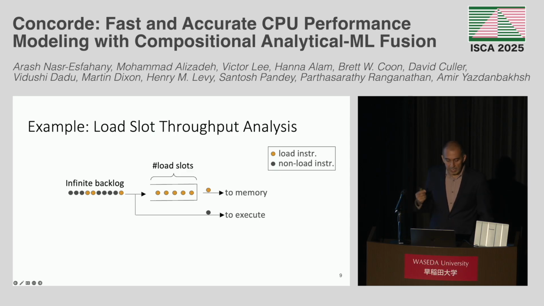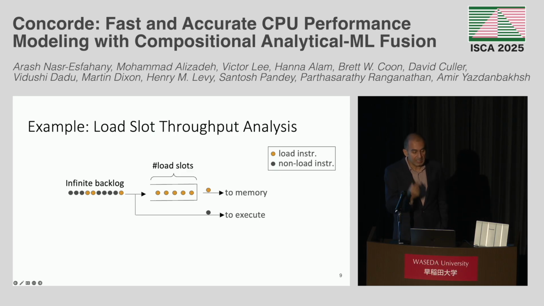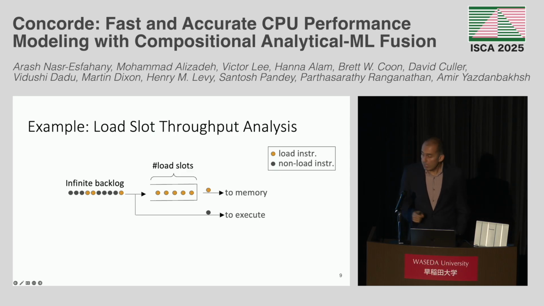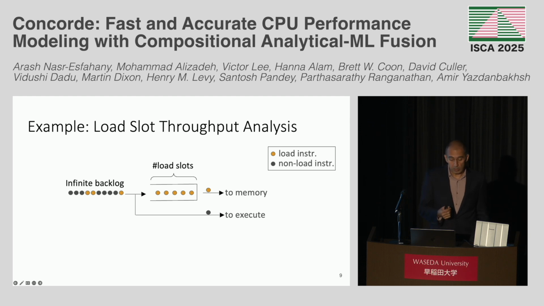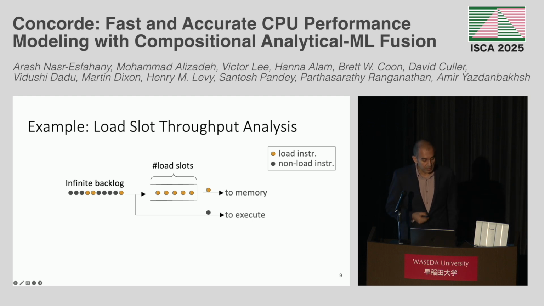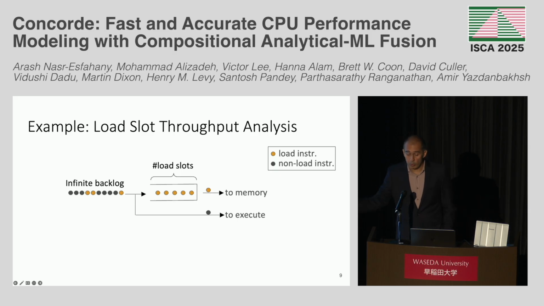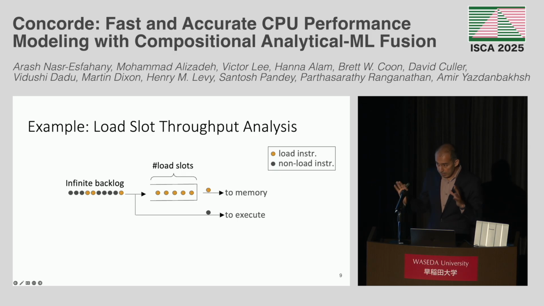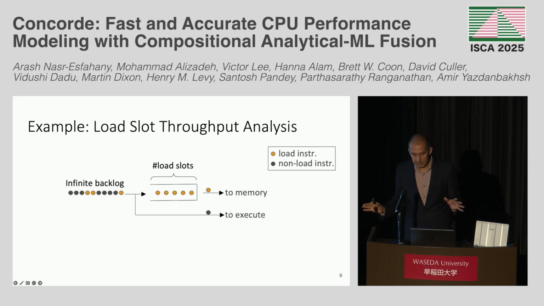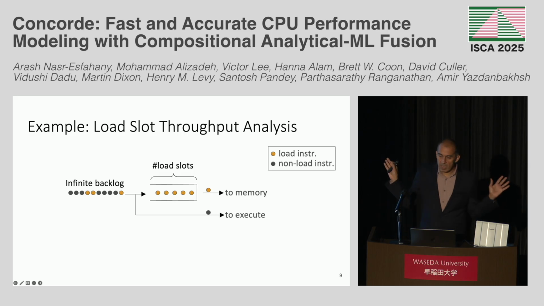So how do we actually calculate the throughput induced by a single resource in isolation? Let me walk you through an example with the number of load slots. It's a cap on the number of in-flight load instructions at any point in time. Again, we assume everything else is perfect, so there is an infinite backlog of instructions. Some of them are loads, some of them are not.